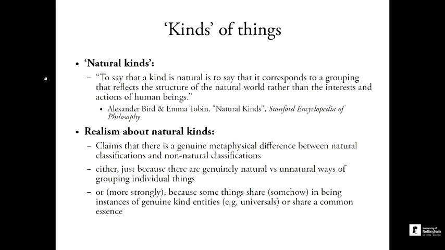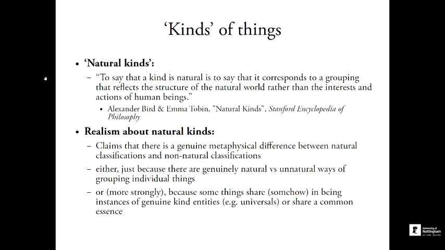There are various ways we might understand exactly how this works. We might say that there's just natural versus unnatural ways of grouping things together, or we might say that they share in being instances of some kind of universal, or we might say they share in having a common essence. These are all metaphysical positions we might take, but for now, we don't need to make a decision about exactly how we understand natural kinds, as long as we can get a grasp on the idea that there's a difference between natural classifications and non-natural classifications.